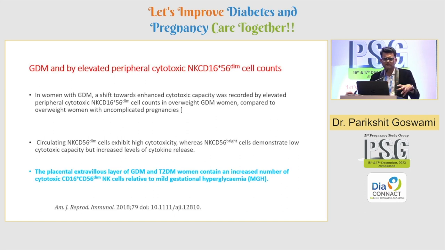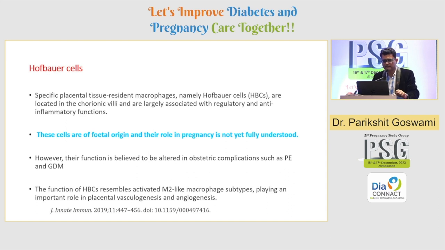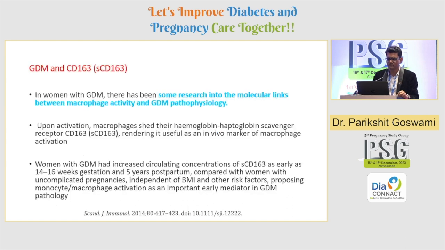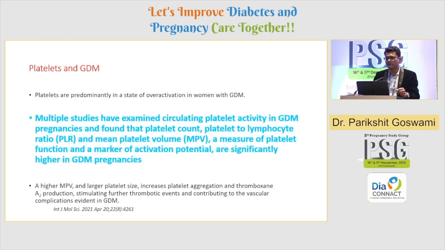Look, all these innate immune response components, which I have highlighted, have been studied. But for many components, we require further study. The neutrophil to lymphocyte ratio is a good marker, I would like to say. It's a good predictor for gestational diabetes. Hofbauer cells, again, these cells are of fetal origin and their role in pregnancy is not fully understood. CD68 and CD163: there has been some research into molecular links between macrophage activity and GDM pathophysiology.